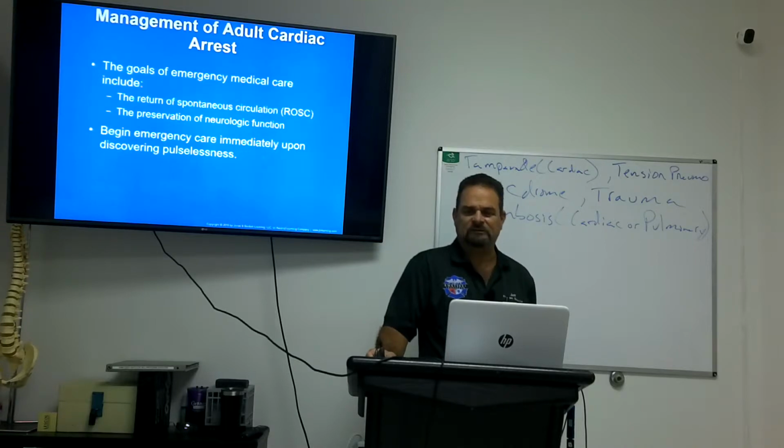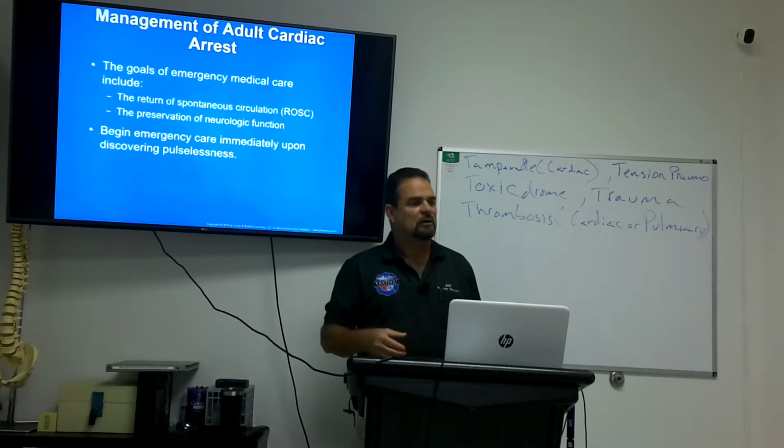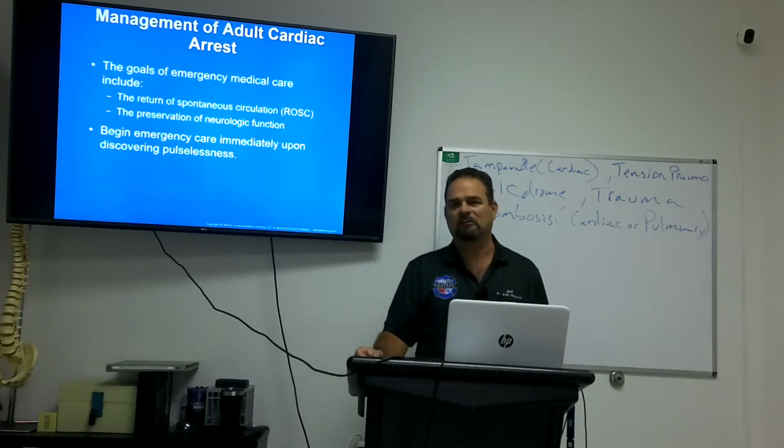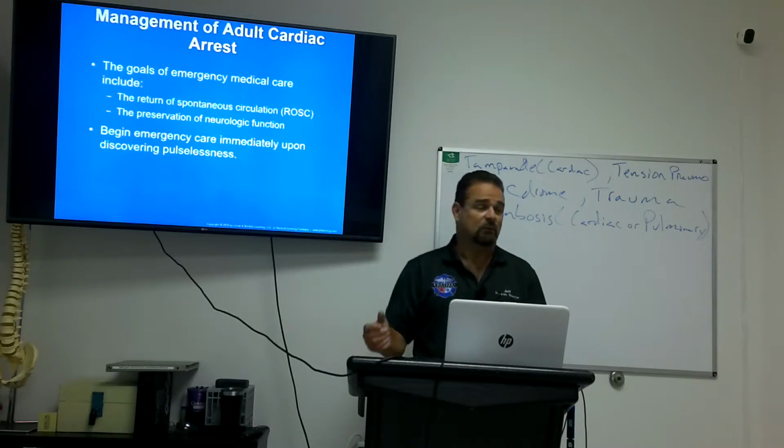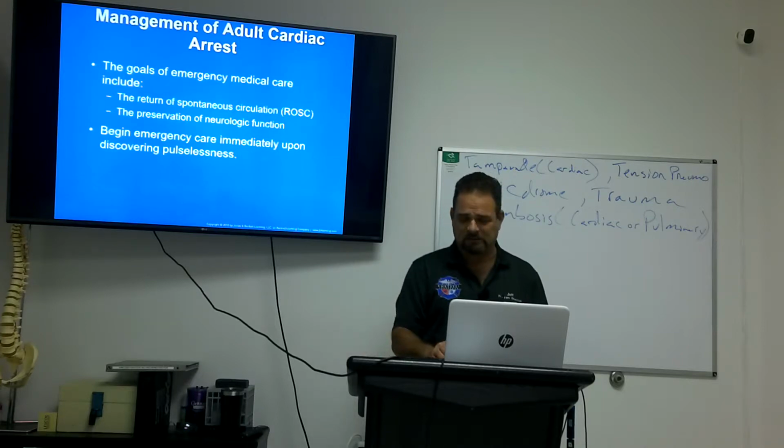The goals of emergency medical care of a patient in cardiac arrest include return of spontaneous circulation. Do put the acronym ROSC, R-O-S-C, in your brain. You're going to hear this a lot, a whole lot. And also the preservation of neurological function. The way we preserve neurological function is to do good cardiac arrest management. We do good CPR, good oxygenation, to ensure that we oxygenate the brain to keep it from dying, so we have good neurological outcomes.